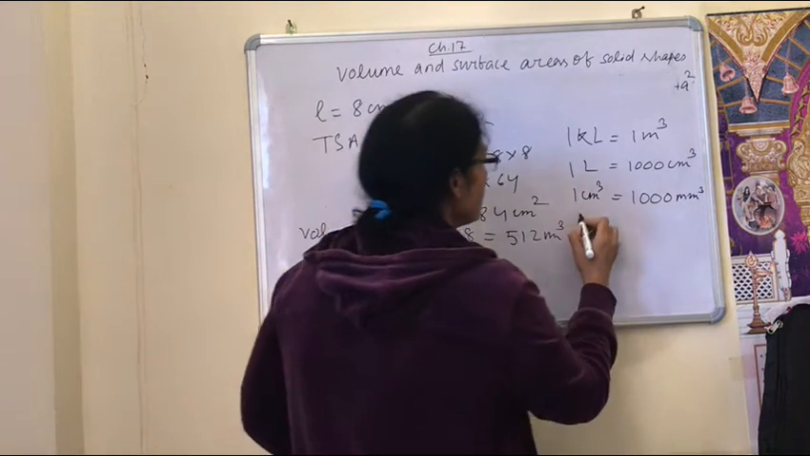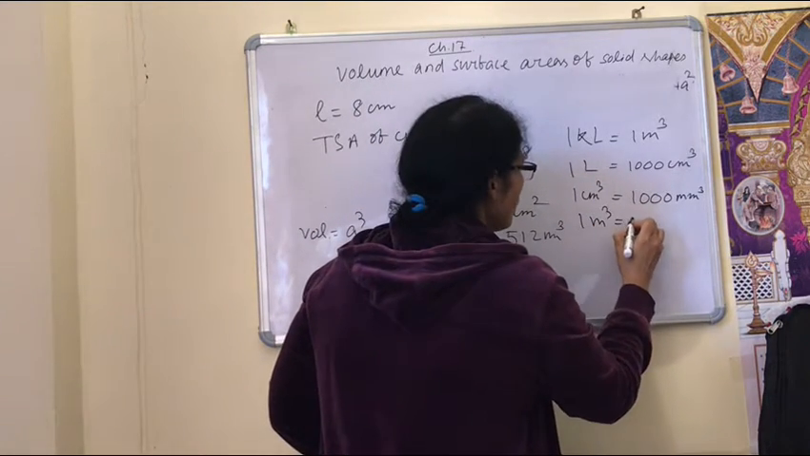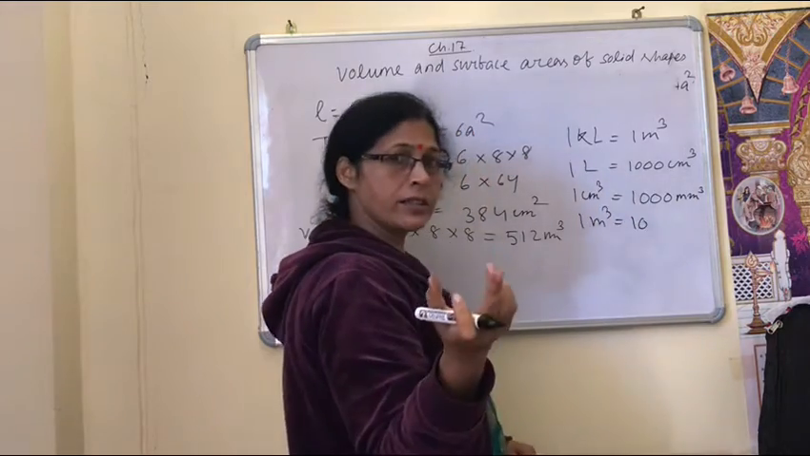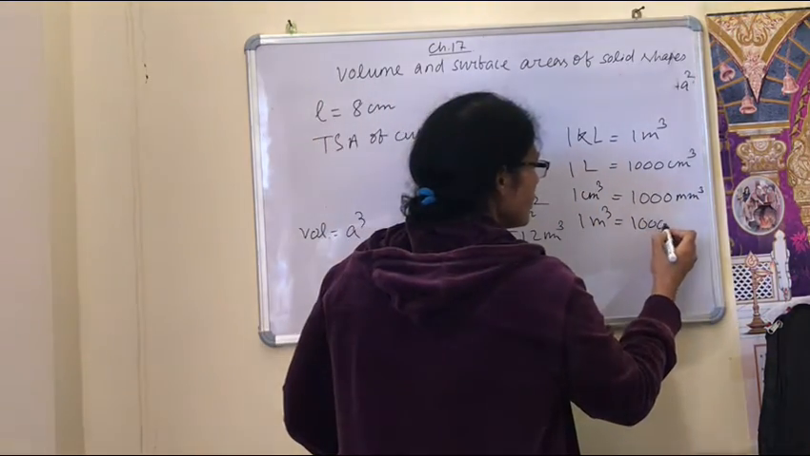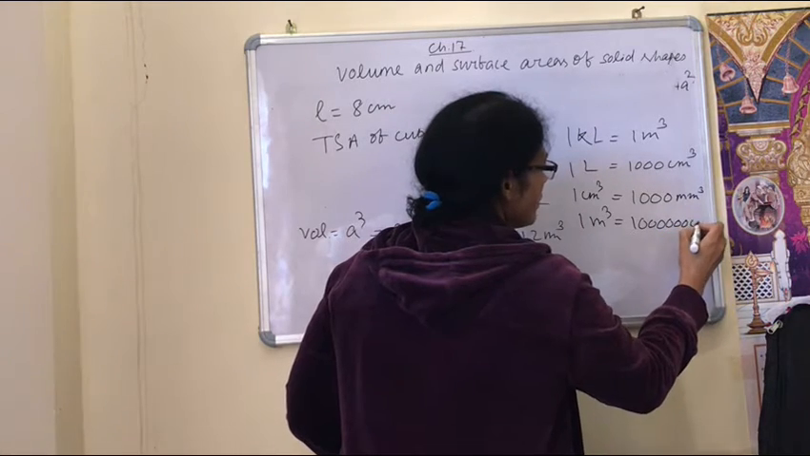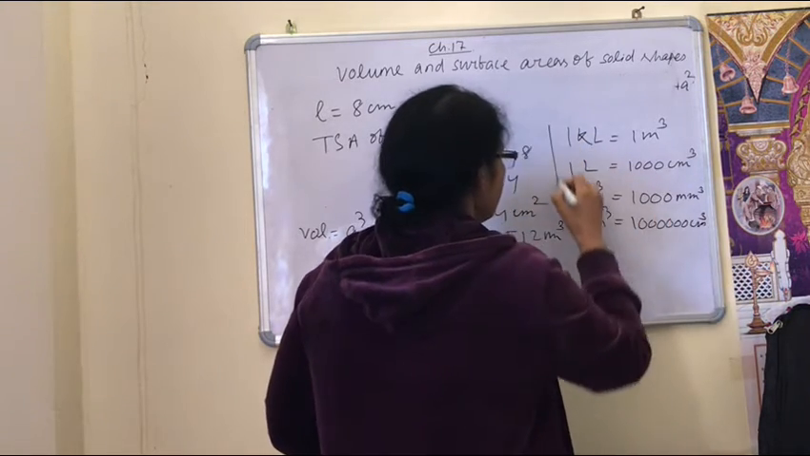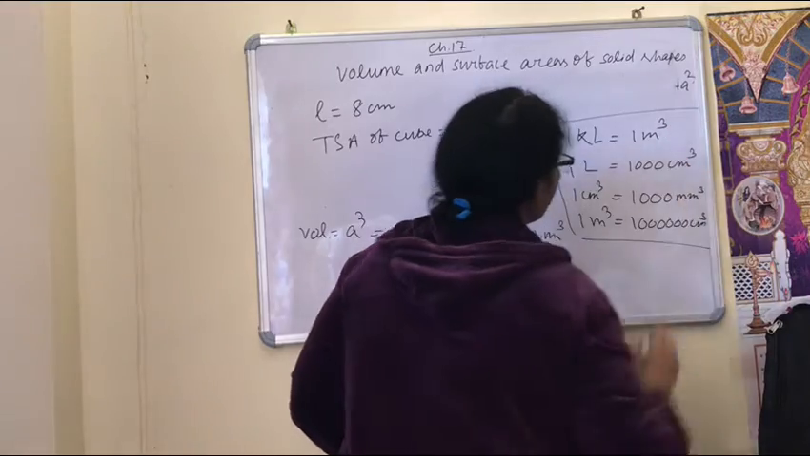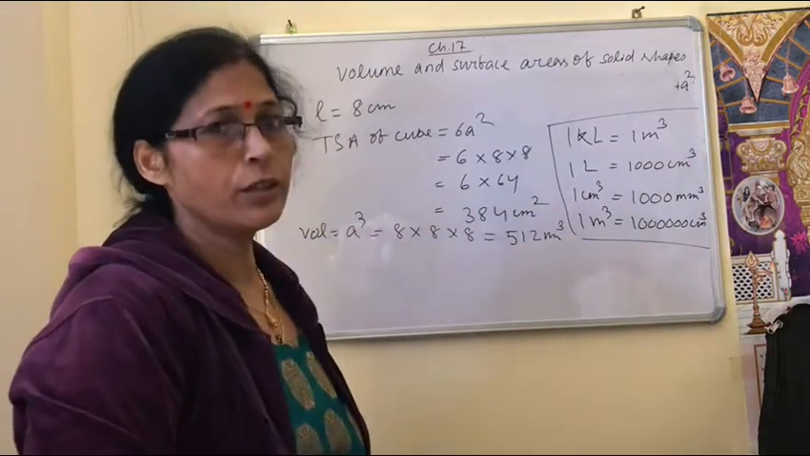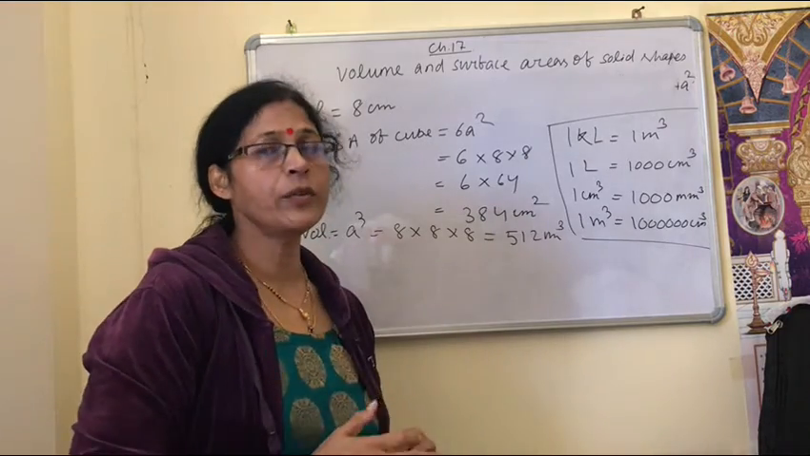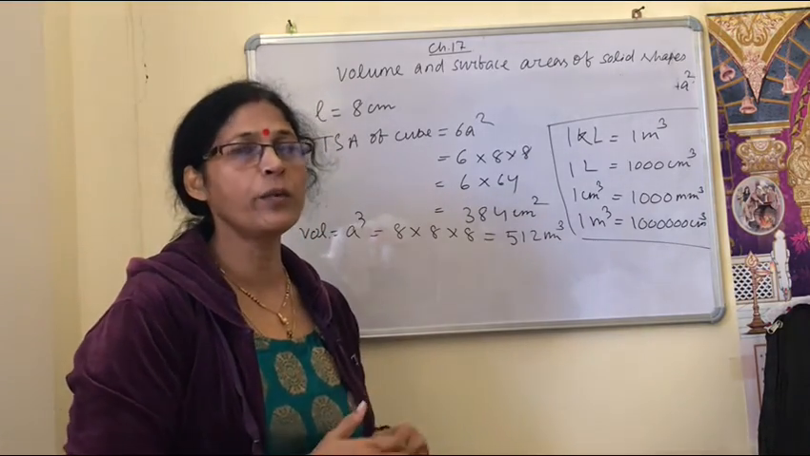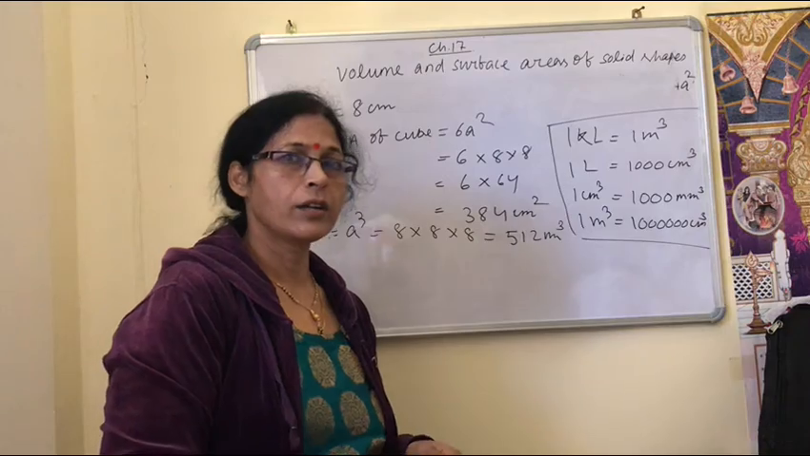And 1 meter is 100 centimeters, so 100 into 100 into 100 means 1000000 centimeter cube. These are the units you have to remember. If needed, you have to convert. Okay, this is all about the volume and surface area of cube and cuboid. Clear? Thank you.